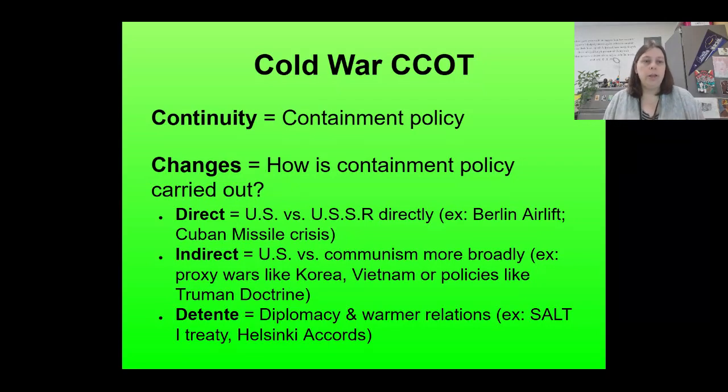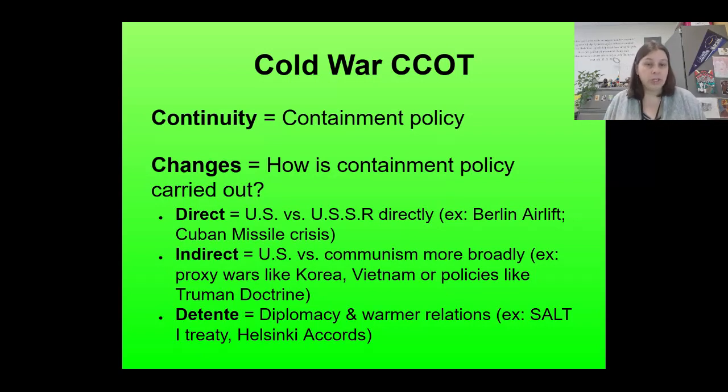So every single president that I just listed all throughout the Cold War is trying to do containment, but they all have different approaches to it, right? What is the best way to achieve containment is something that different presidents will have different answers to. And the College Board creates 3 different categories that you can talk about as methods of containment, basically.